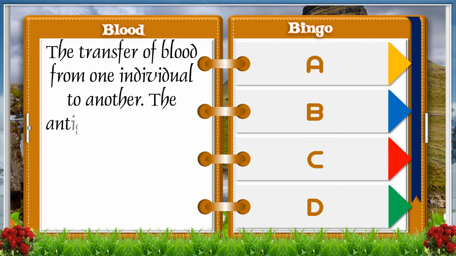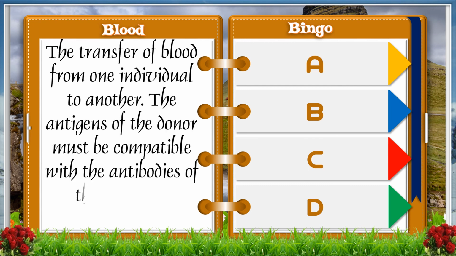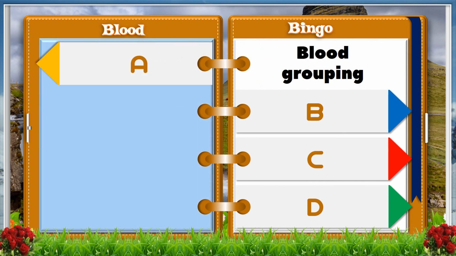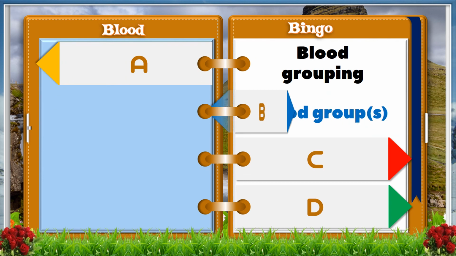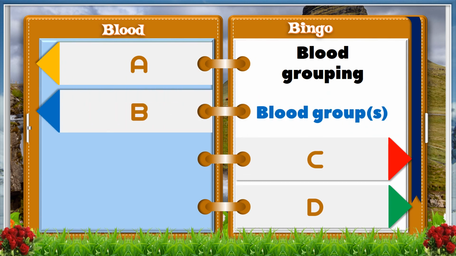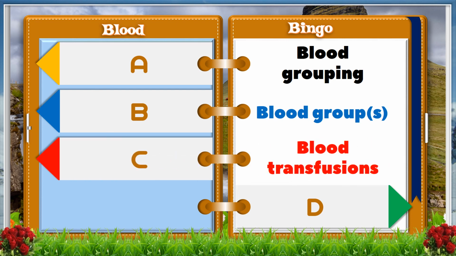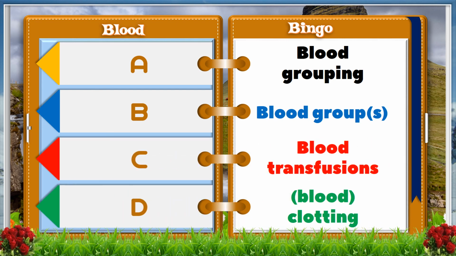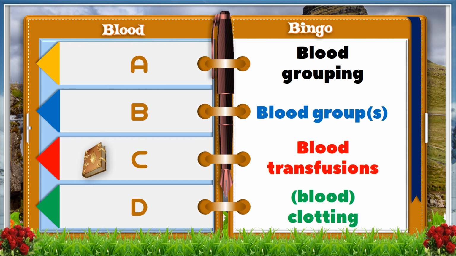The transfer of blood from one individual to another. The antigens of the donor must be compatible with the antibodies of the recipient. A. Blood grouping. B. Blood groups. C. Blood transfusion. D. Blood clotting. And the answer is C. Blood transfusion.